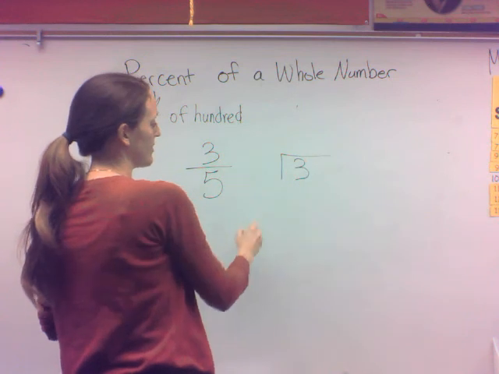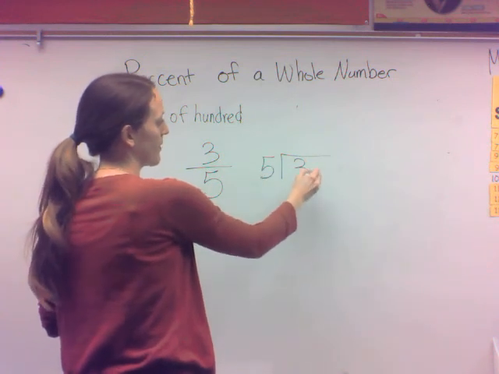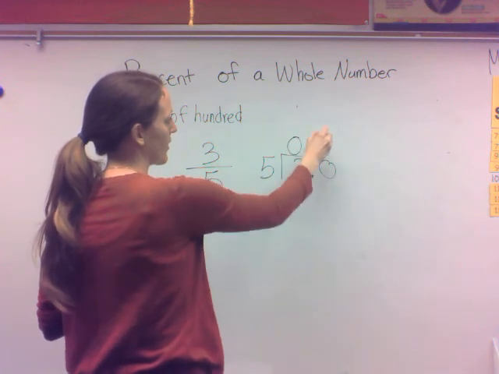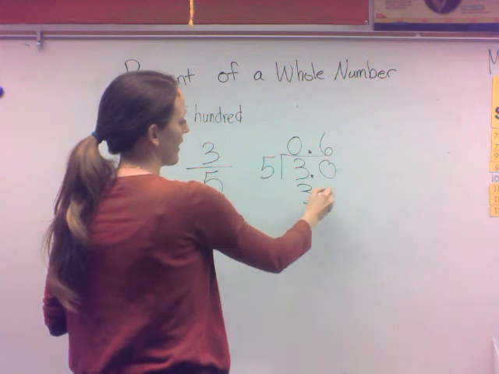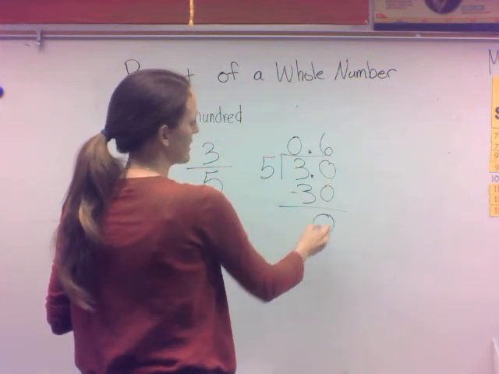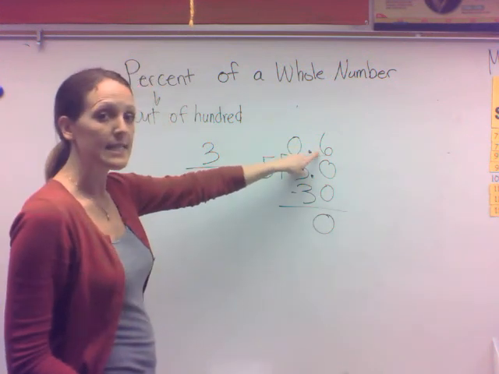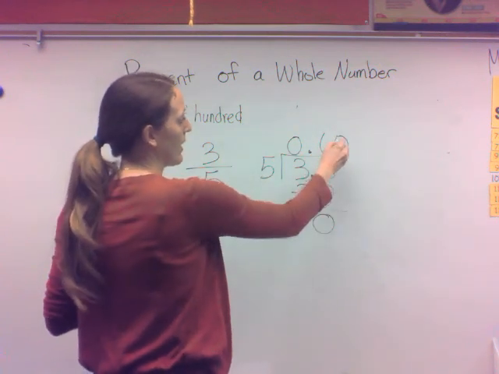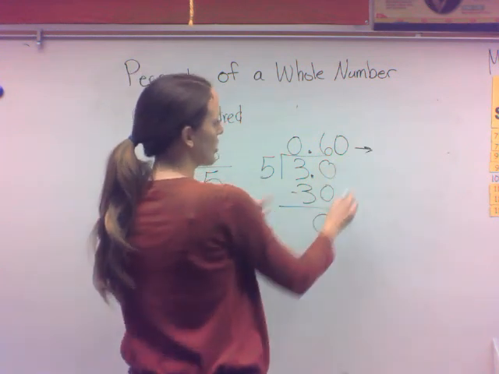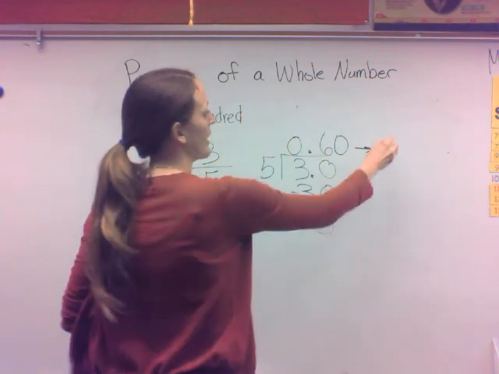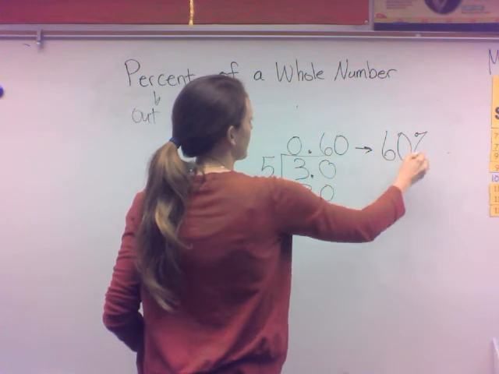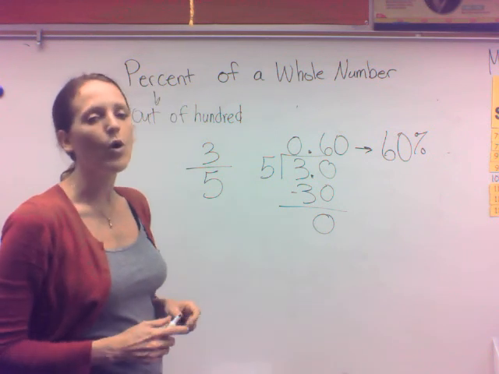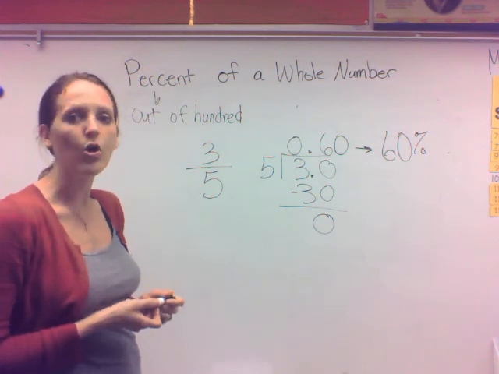The king goes in the castle. Put your decimal. 5 goes into 3, 0. 5 goes into 30, 6. 6 times 5, 30. 30 minus 30, 0. This is 6 tenths, but we want percents out of 100, so we make it out of 100, and then we simply change our 60 out of 100 to 60%. See how it's all related? Whether you're finding percents of a whole number or percents of a fraction, it's all related.